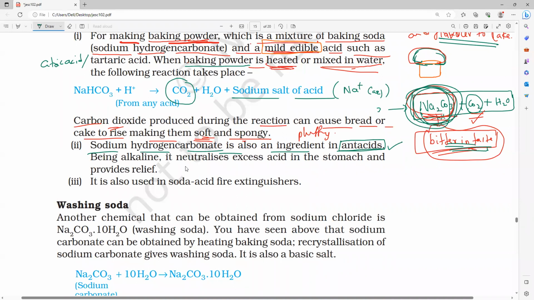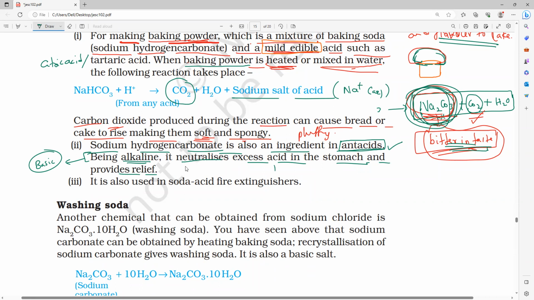Next. So what is the purpose? What is the reason? It is alkaline in nature. Means it is acidic in nature or basic in nature? It is basic in nature. Who? Sodium hydrogen carbonate. So it will neutralize the excess acid in the stomach and provide relief.